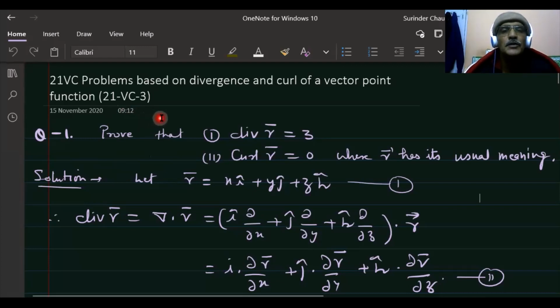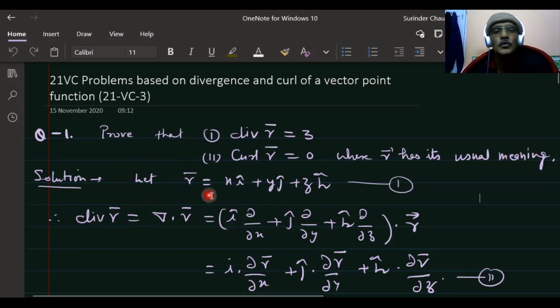In the previous lecture we derived the results of divergence and curl of a vector point function and defined solenoidal and rotational vectors. Now in this lecture we'll discuss a problem based on proving that the divergence of the r vector is equal to 3 and the curl of the r vector is 0, where r is the position vector of any point.